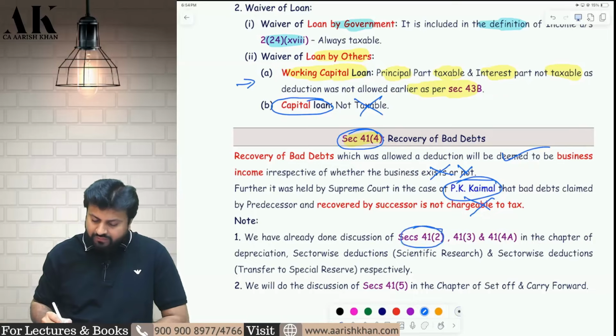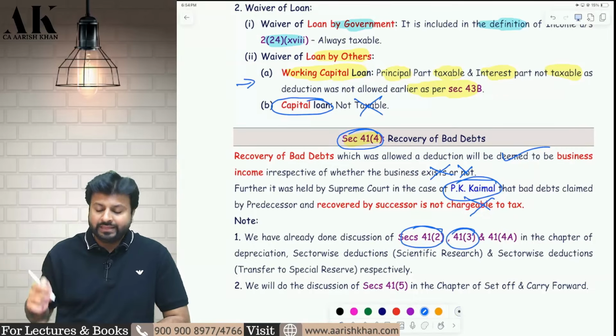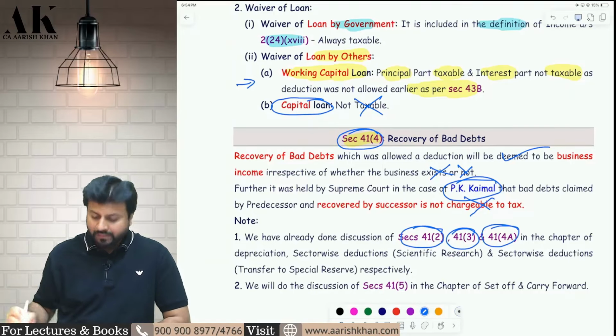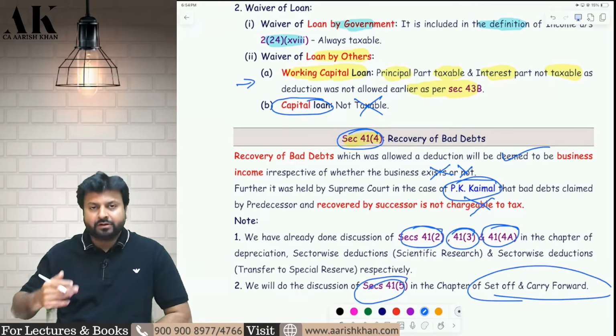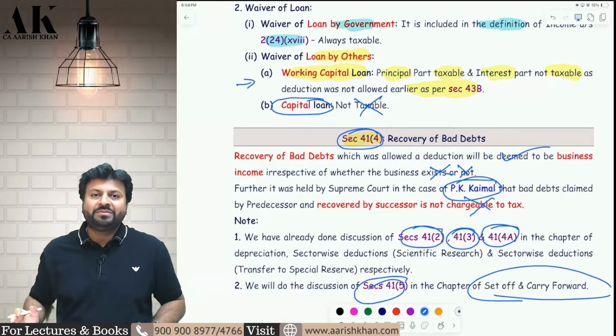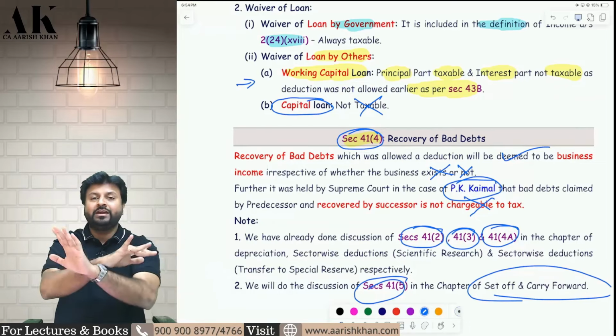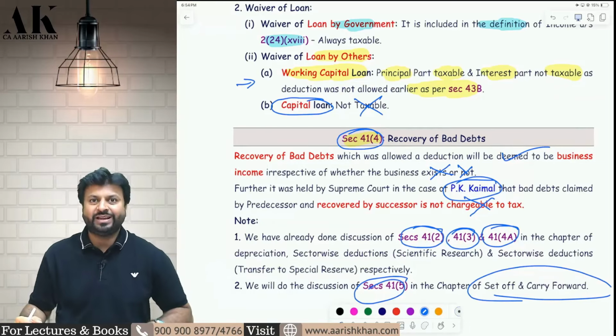Let me show you. In 41.2 we have done balancing charge. 41.3, in case of a scientific research asset, if you sell the asset without using it for business. 41.4A, the transfer to reserve section, if you remember. And 41.5 we are going to do later on in the chapter of set off and carry forward. So the entire deemed income picture on one page, you will get it: what we have done, what we are going to do, and what we are doing, past, present, future, everything on one page. Okay, I hope it is clear to all of you.